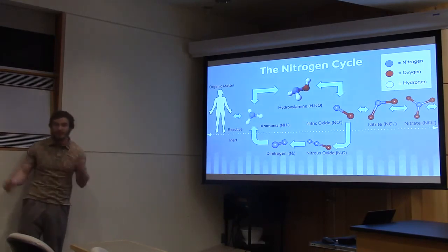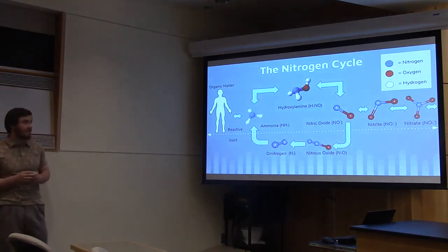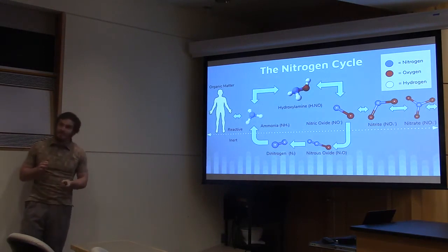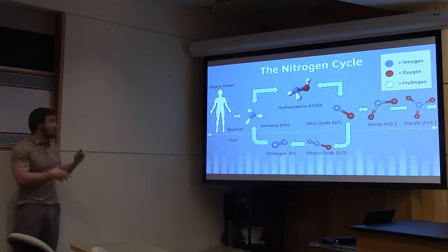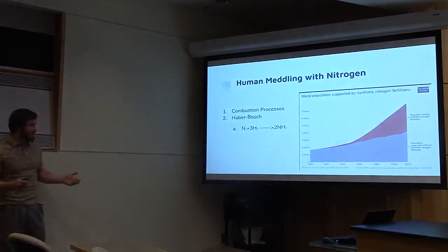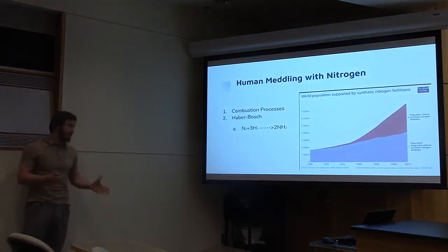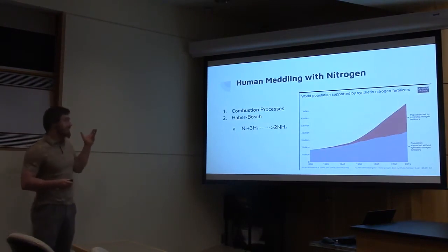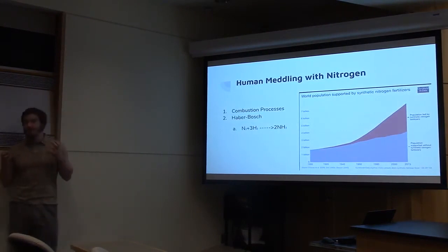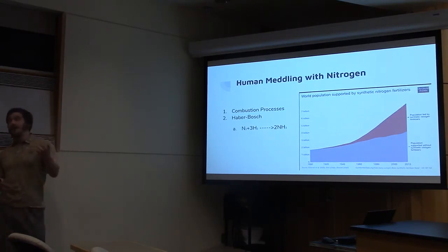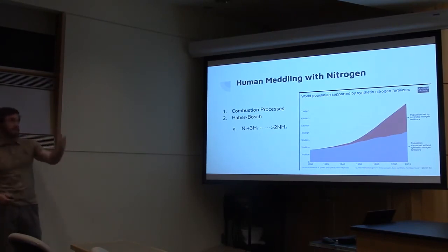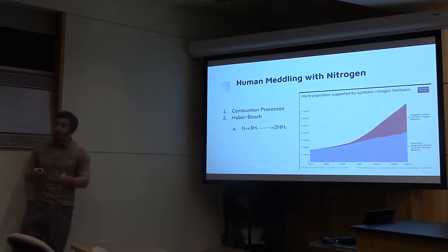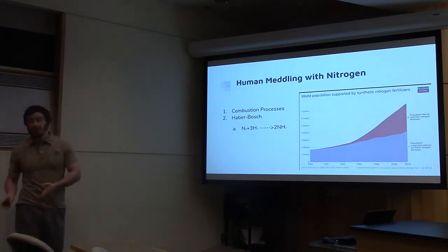So, for the 2.7 billion years that this cycle has been around, Mother Nature has done a fairly good job of maintaining a safe concentration of each of these species for the planet. However, humans have come around and we have meddled with it in certain ways. The first one is combustion processes. These are the ones occurring in your vehicles and in power plants, and they produce a ton more reactive nitrogen species. But the more important one to know is what's known as the Haber-Bosch process.